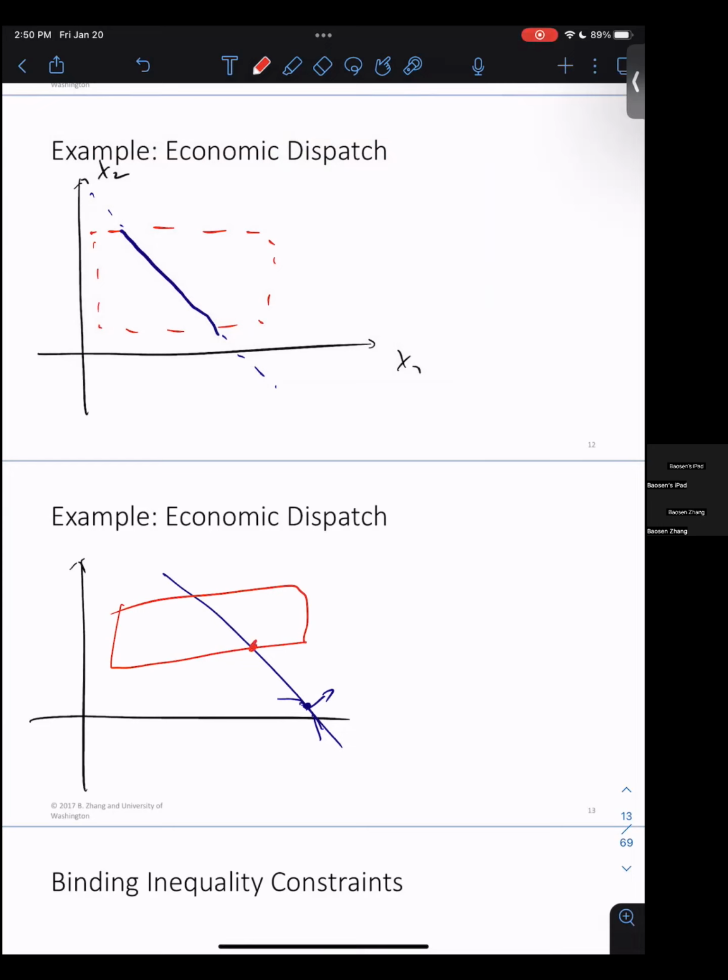Okay. Any questions about this? Right? So this is our intuition. This is our intuition. So now we're trying to formalize this intuition.